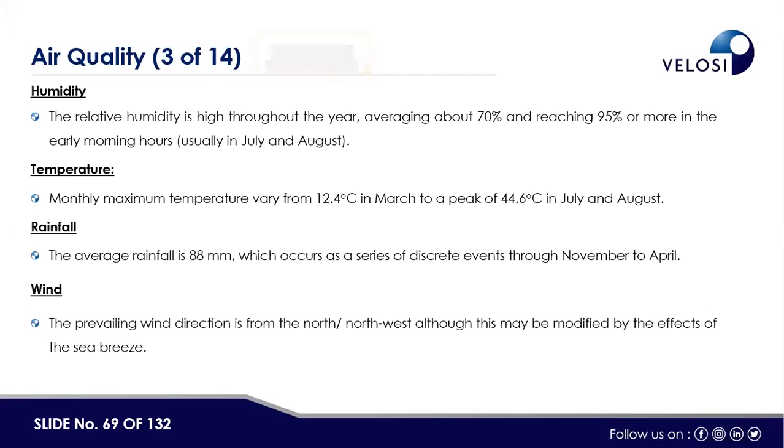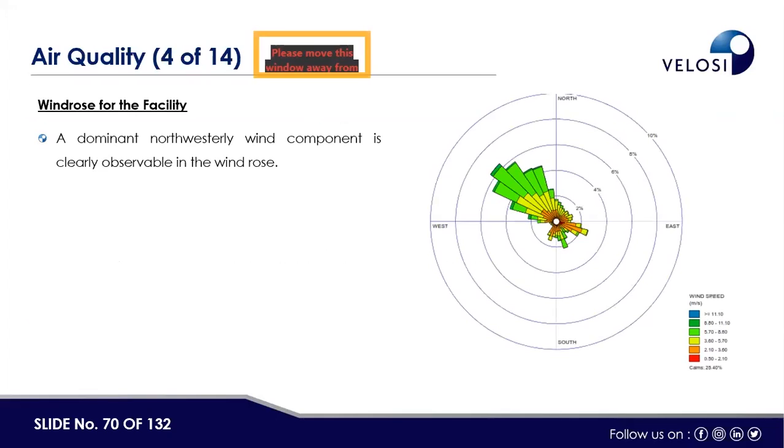In this project, the relative humidity is high throughout the year, averaging about 70 and reaching 95 as well. The maximum temperature varies from 12.4 in March to a peak of 44.6 in July and August, which is peak summer time. Then the average rainfall is 88 mm, which occurs as a series of discrete events from November to April. The prevailing wind direction is from the northwest, although this may be modified by the effect of the sea breeze as well. This is the wind rose on the basis of wind speed and direction.